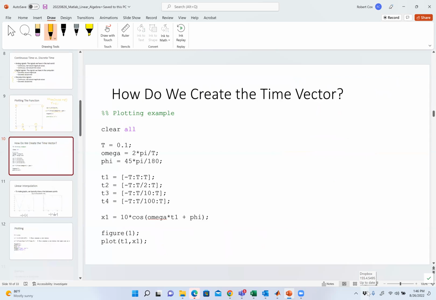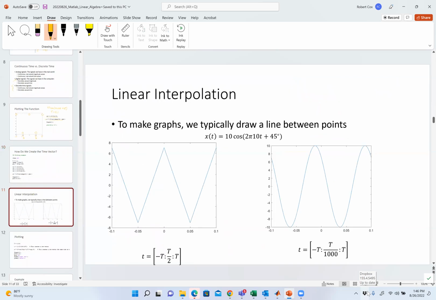And I showed last time, here's the way that would look. Both of these graphs, the one on the left and the one on the right: this one is that T over 2 jump, and this one is that T over 1,000 jump. They're both the same function, but they look entirely different. The job for you is always going to be to choose this time step so that it looks correct.